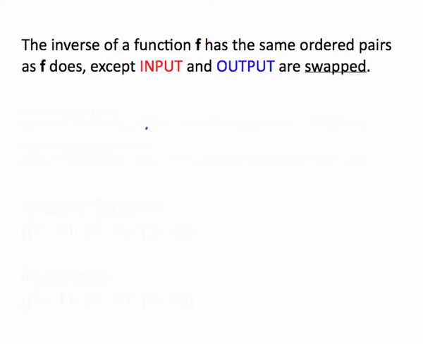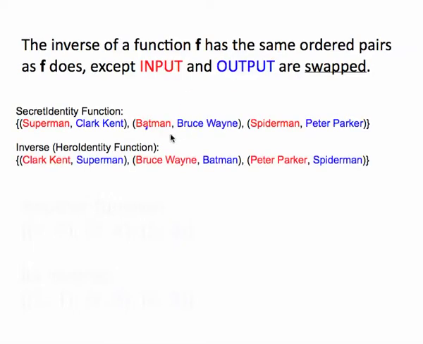So in the secret identity function, we had Superman as the input, Clark Kent as the output, Batman, Bruce Wayne, Spider-Man, Peter Parker. Remember, the first values in each ordered pair are the inputs, or the x's, and the second ones are the outputs. Whereas the inverse, which is what we call the hero identity function, still has the same pairing. Superman's paired with Clark Kent, but now Clark Kent is the input and the output is Superman, etc.